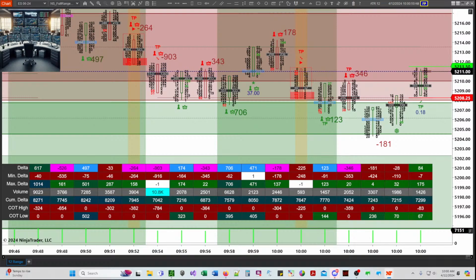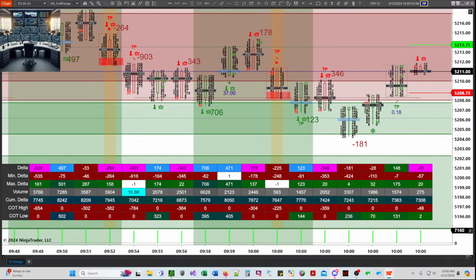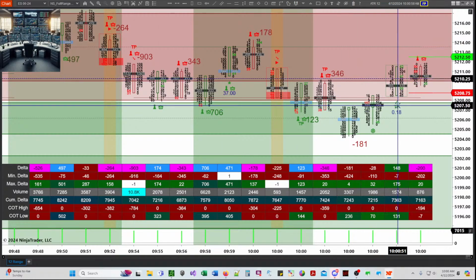Dow cash is still minus 226, NASDAQ minus 151, and we are starting to crawl up a little bit on the E-mini.